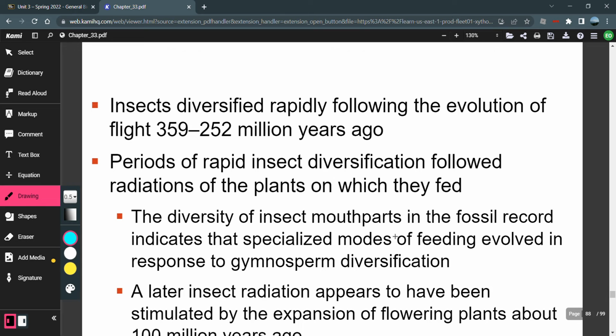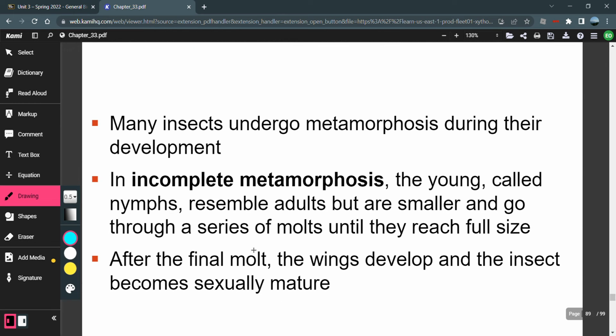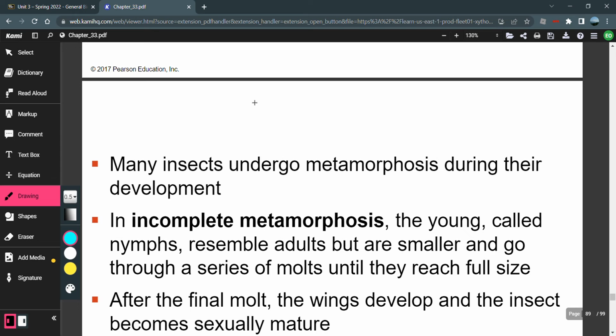So the mouth parts of insects in the fossil record indicate that specialized modes of feeding evolved in response to gymnosperm diversification. So that's proof that insects and plants have evolved together. A later insect radiation appears to have been stimulated by the expanse of flowering plants about 100 million years ago, which is our angiosperms.